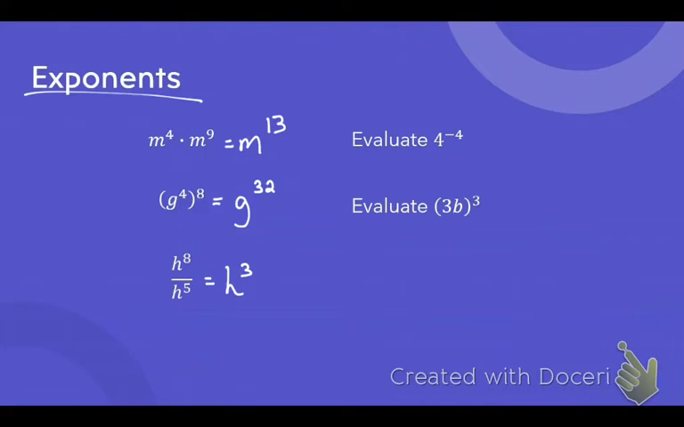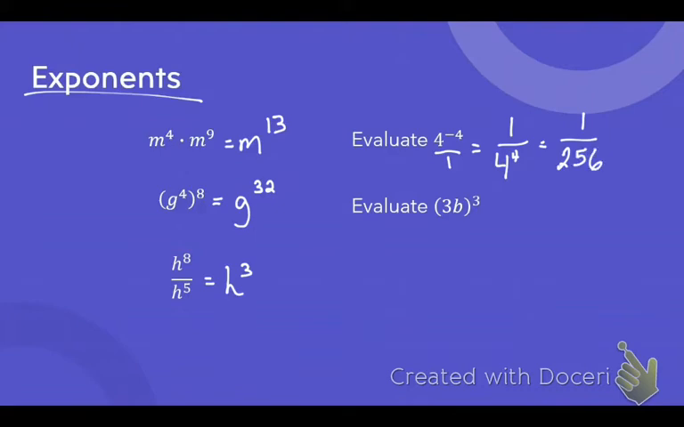Okay, what about 4 to the negative 4th power? Can anybody raise your hand and tell me how to do that one? All right, Reagan? You can't have a negative, so you put it under 1. So she flipped it into the denominator to make the exponent positive. And then what's 4 to the 4th power? Does that mean 16? No, that means 4 times 4 times 4 times 4. Did anybody get it? 1 over 256.